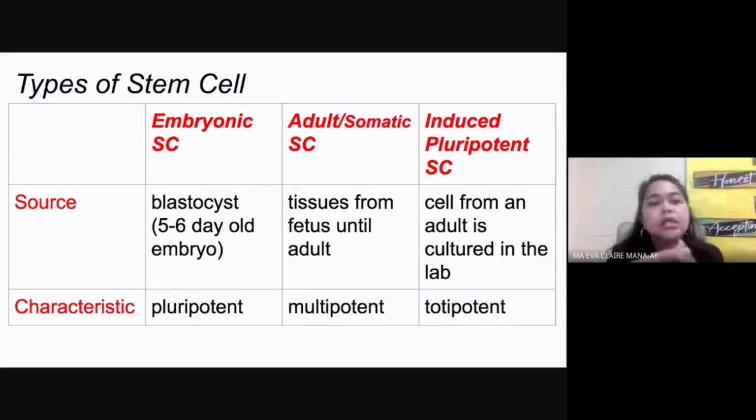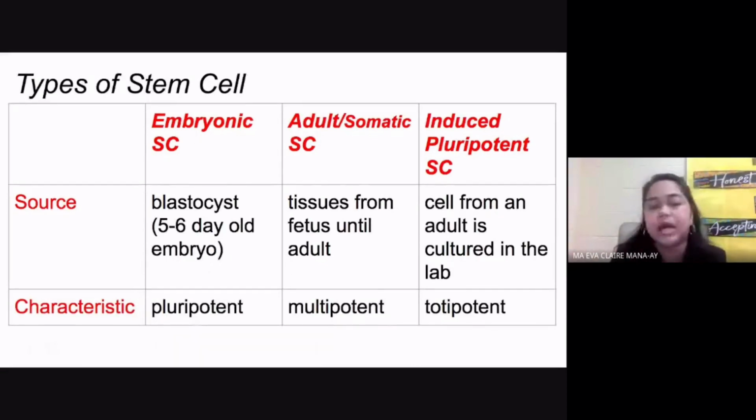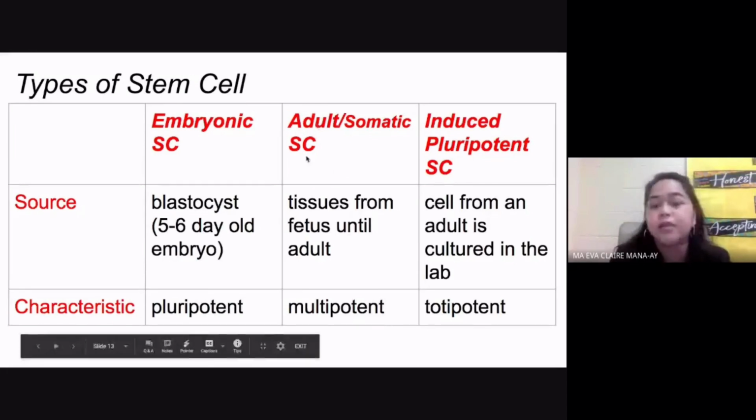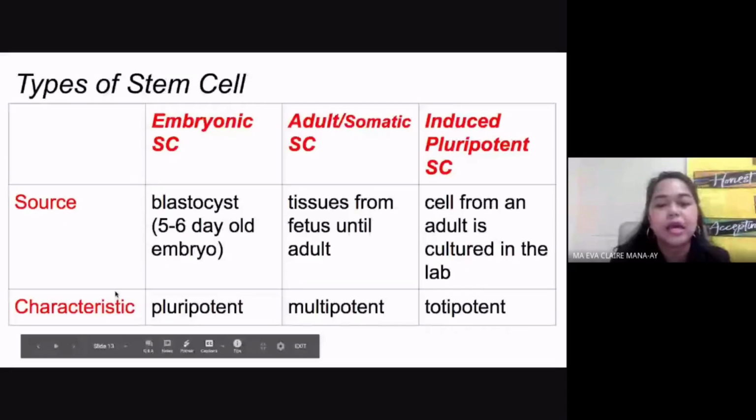Some of the stem cells of your fetus inside the mom's body can be taken out, and that can actually become embryonic stem cell. Now, characteristic of your embryonic stem cell, since it is still embryonic, it is pluripotent. That means it can be differentiated into different types of cells, into any type of cell that you can think of. Now, your adult or somatic stem cell, the source of this would be the tissue of your fetus and also even that of the adult. So tissues from fetus and adult. Now, characteristic for this is that it is multipotent. Not all, but it can also become several types of cells.